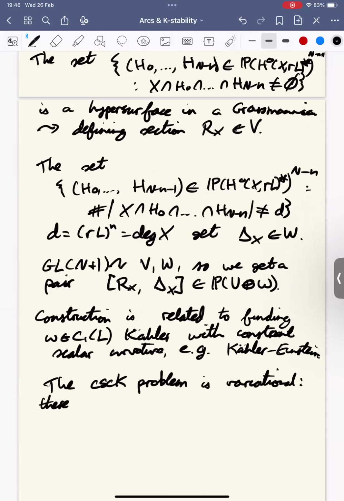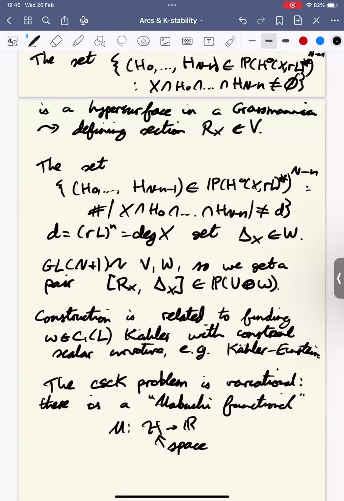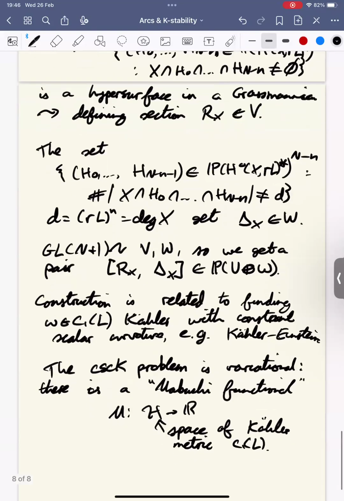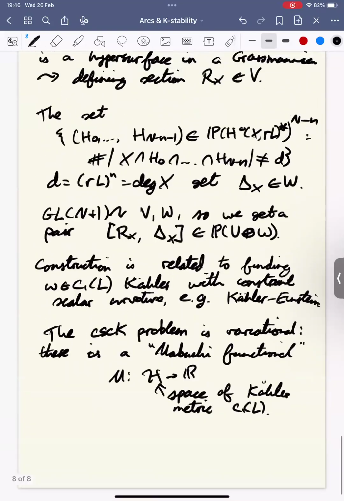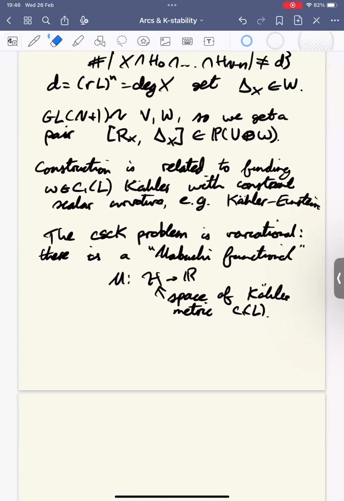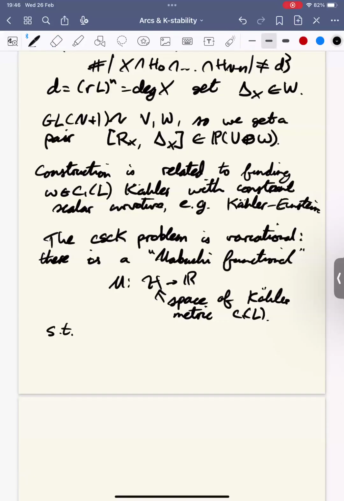Well, there is a functional, a so-called Mabuchi functional M from H to R, where H is now the space of Kähler metrics. This is some big infinite dimensional space. Kähler metrics inside my first Chern class, my ample line bundle. Okay, so I have a functional on some big infinite dimensional space, where in particular I can understand the existence of constant scalar curvature metrics through this functional, such that the existence of CSCK metrics is equivalent to a condition on this Mabuchi functional.